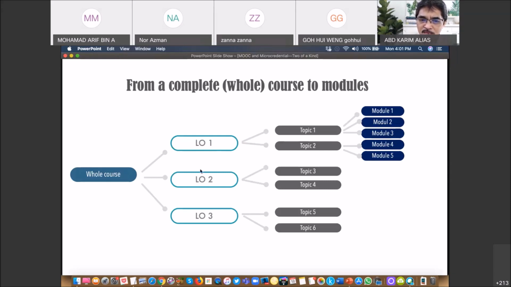So when we design this whole course for micro-credential, we can picture it as 3 certificates: certificate 1, certificate 2, certificate 3. When the students have completed all the modules here, meaning they have completed all the topics, which are aligned to the learning outcomes, they will get 3 certificates. This means they have completed the whole course. And this will be the same for other courses in the whole curriculum, in the whole program.